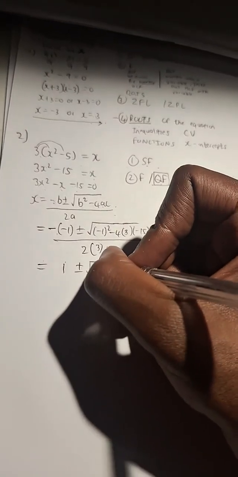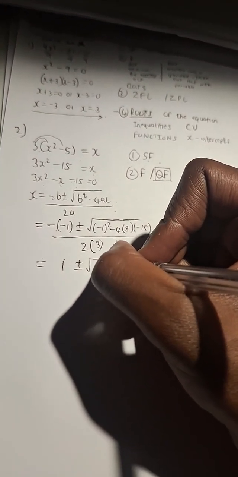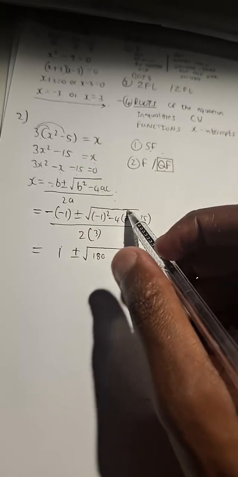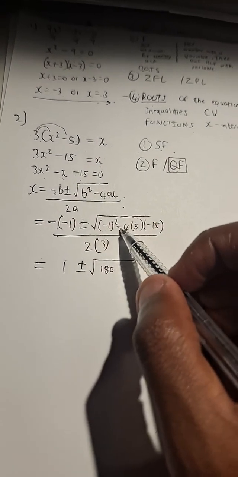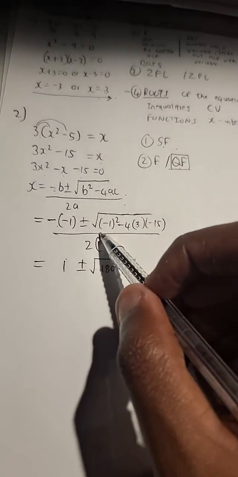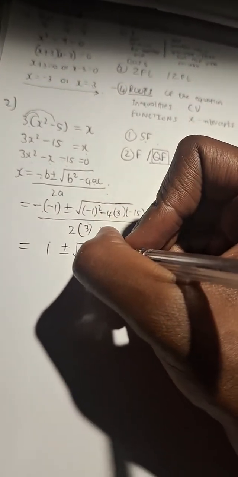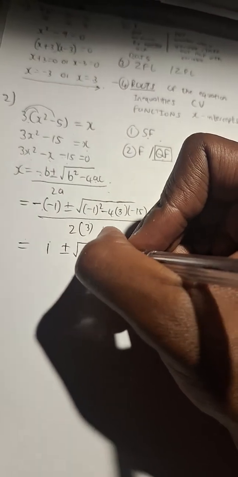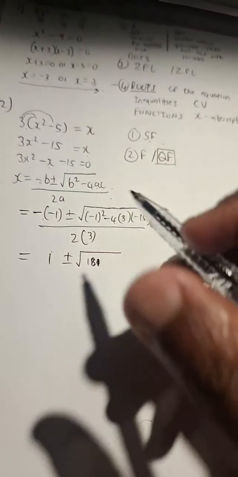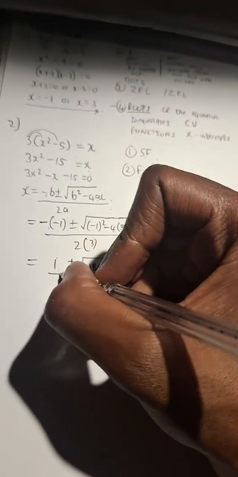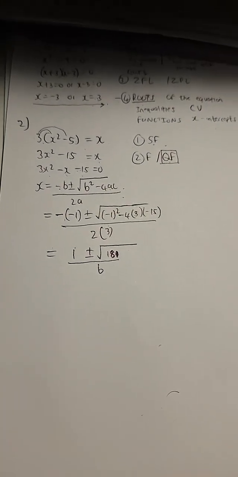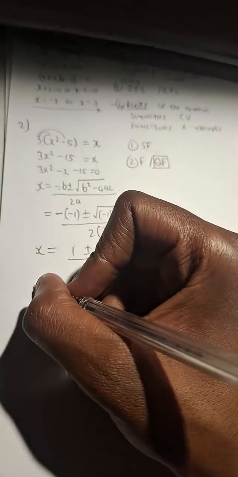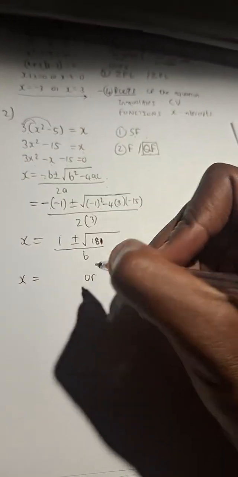Okay, so we have 180 here, and then this is positive 180. We add 1, so this is 181 in this bracket, in the square root there, over 6. Okay, right. Now, after doing that, I'm expecting you guys to help me out.